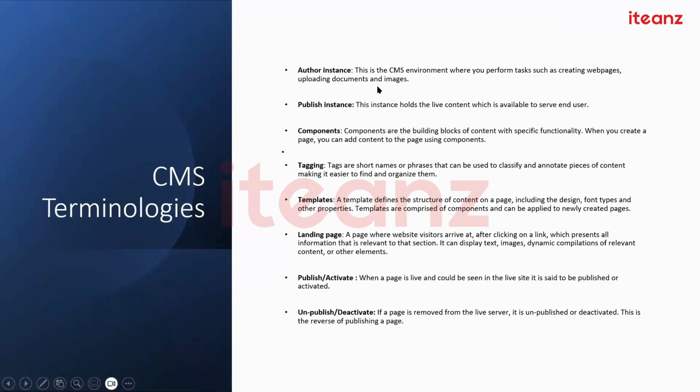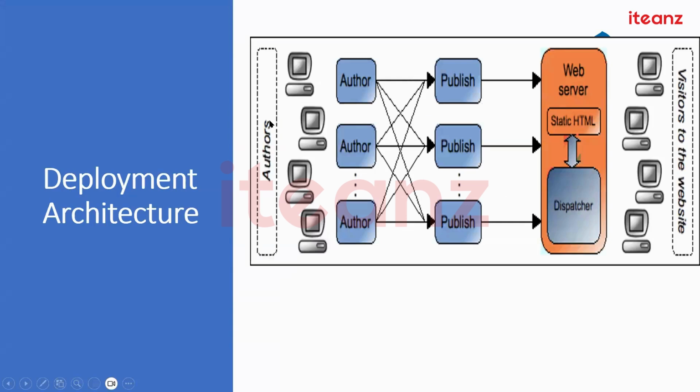So author is the CMS environment where I can perform tasks such as creating and uploading documents and images, right? Typical environment, or your production environment or stage also. So this is your very typical architecture. So we can have a lot of author servers based on the load.